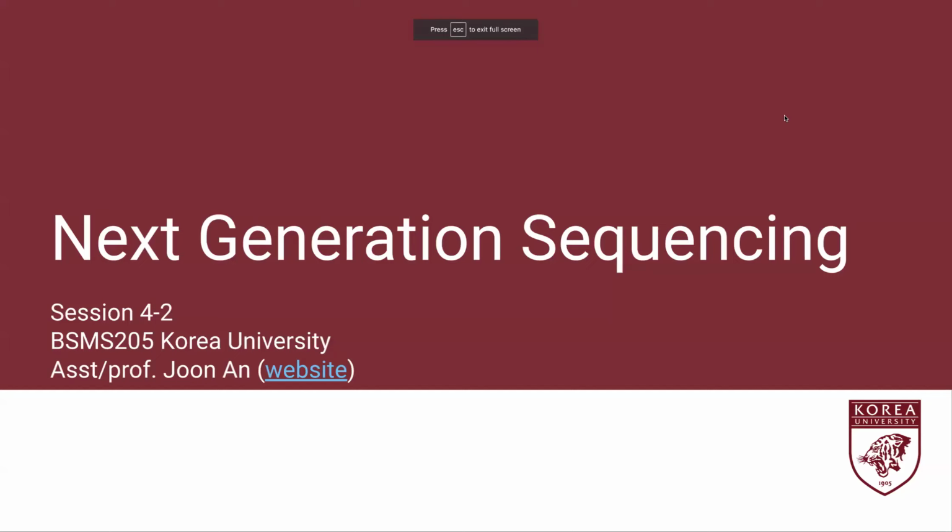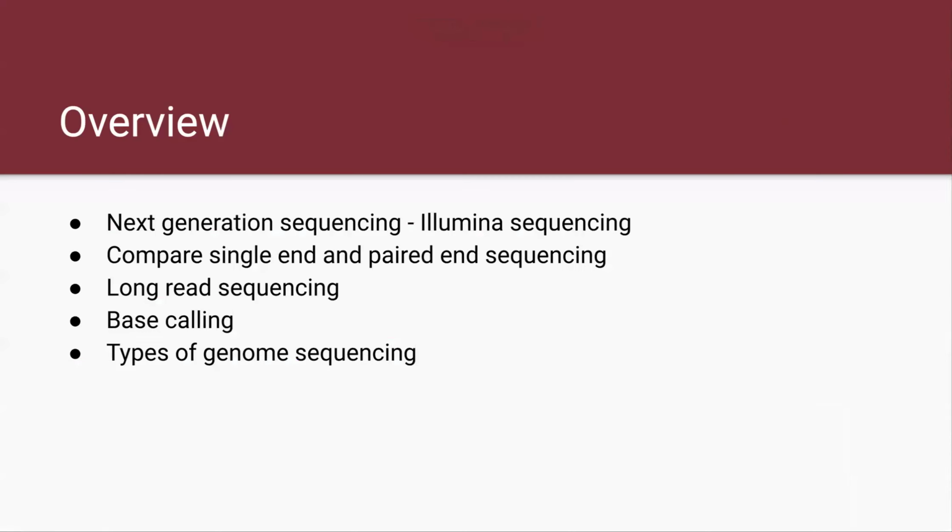Hi everyone. This time we're going to move on to session 4 and 2, which is about next generation sequencing. This class will cover a basic introduction of what next generation sequencing is, with particular focus on Illumina sequencing, which is one of the dominant technologies we can use in biological research. Then we compare the differences between single-end and paired-end sequencing. After that, we will discuss a little bit about long-read sequencing technology. And after that, I'm going to introduce the base calling method, then compare the types of different genome sequencing.